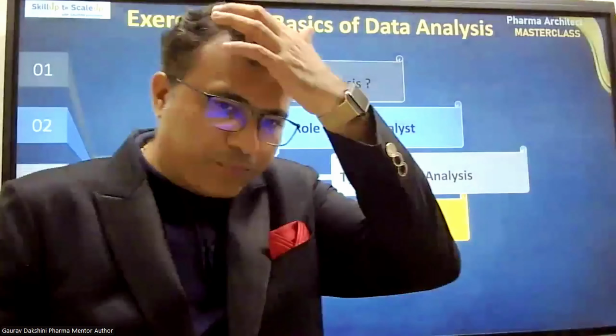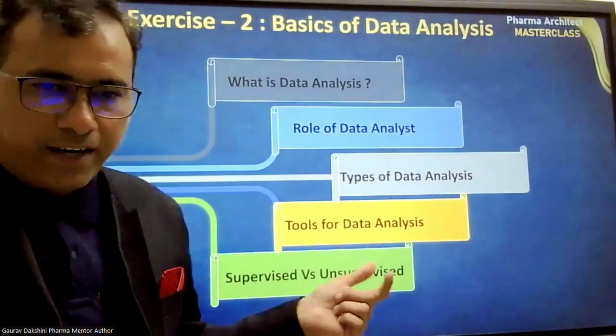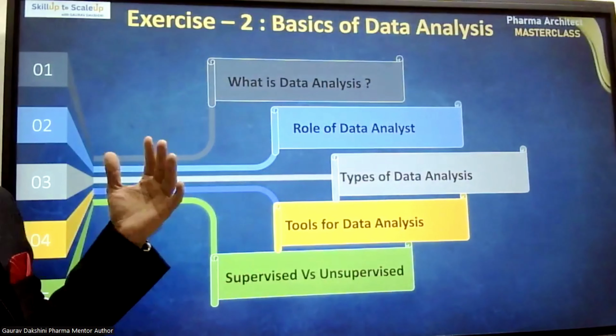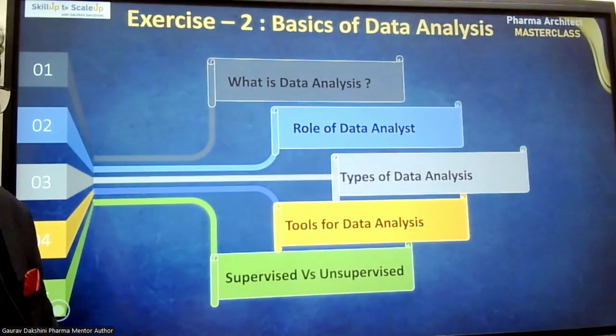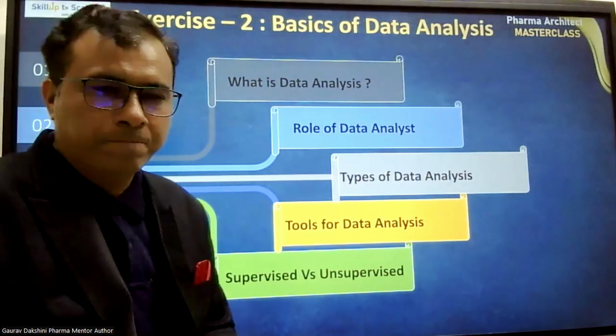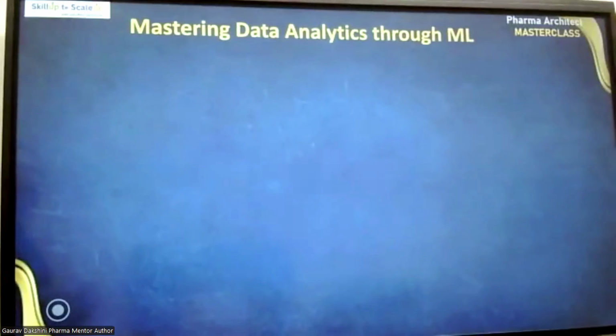Hope everyone is ready with me to learn all of those things. So what is data analysis? Role of the data analyst? Types of data analysis? What are the tools that we are going to use, and supervised learning and unsupervised learning? Ready, everyone? Yes, sir.